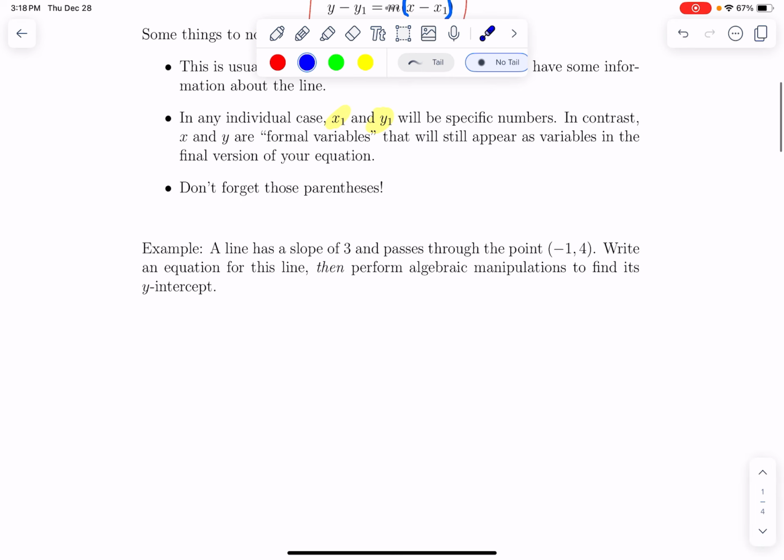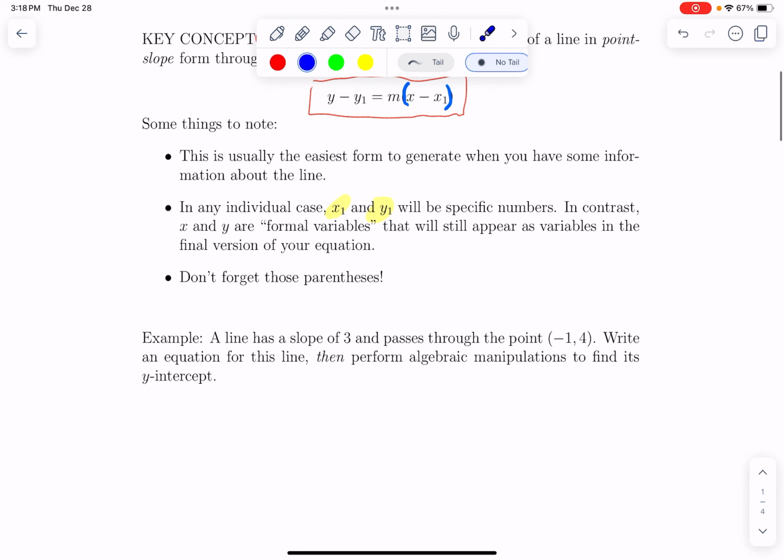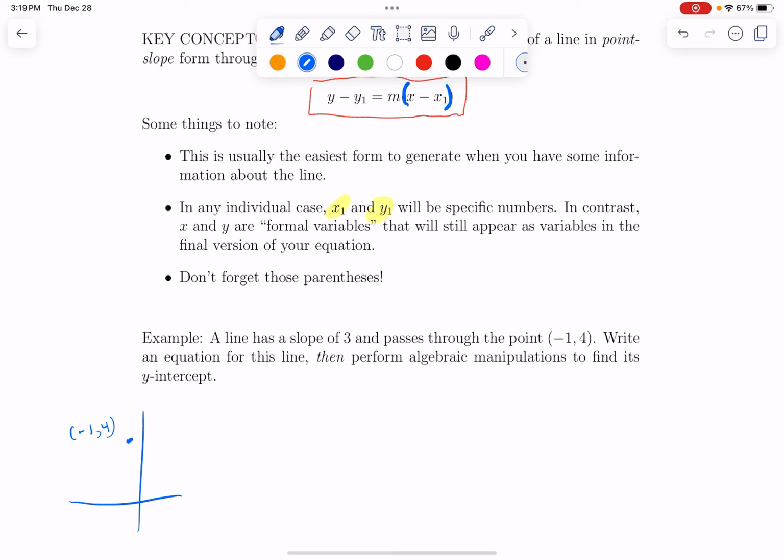So let's look at an example. Suppose that I tell you that a line has a slope of 3, and that line passes through the point (-1, 4). Right, we could draw a very rough picture here. (-1, 4) is something like this. A slope of 3 means it's rising about 3 times as fast as it's moving across.